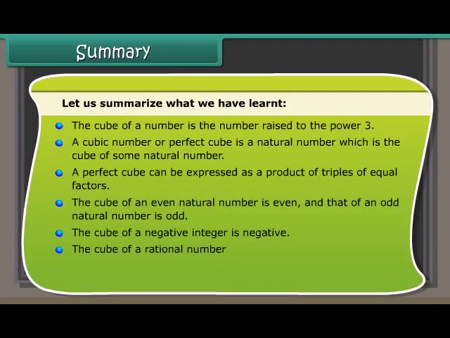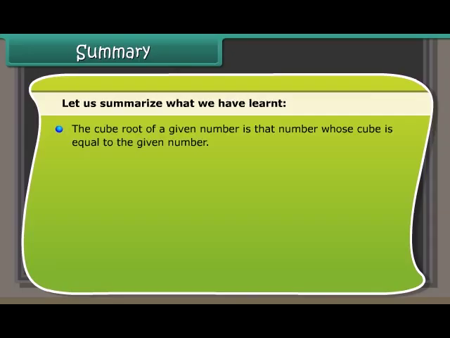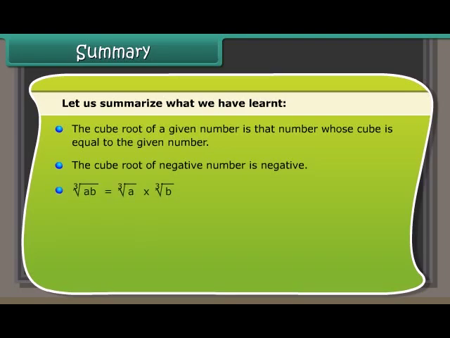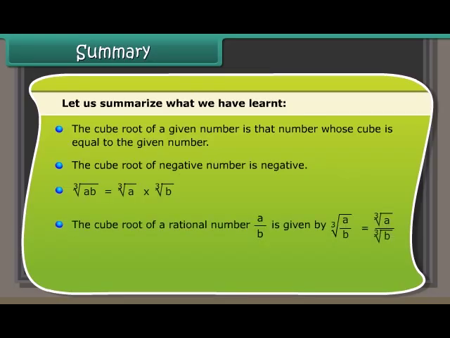The cube of a rational number a upon b is (a/b)³, which is equal to a³ upon b³. The cube root of a given number is that number whose cube is equal to the given number. The cube root of a negative number is negative. The cube root of ab is equal to the cube root of a times the cube root of b. The cube root of a rational number a upon b is given by the cube root of a upon b is equal to the cube root of a upon the cube root of b.